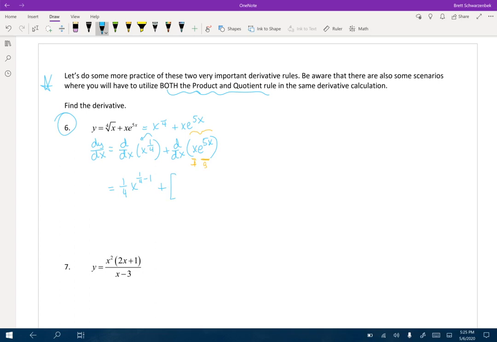So remember, the product rule is essentially f prime times g plus f times g prime. Actually, let's do it this way. So go back to the thing.